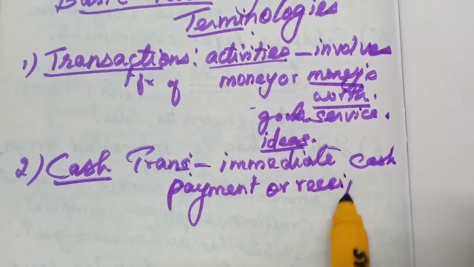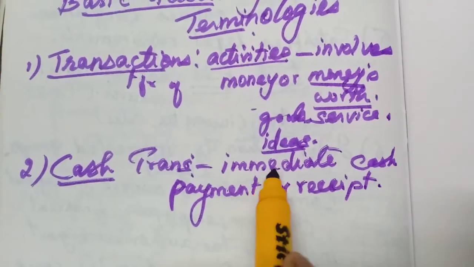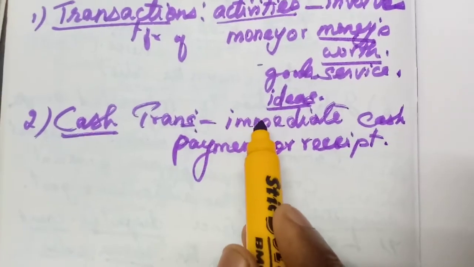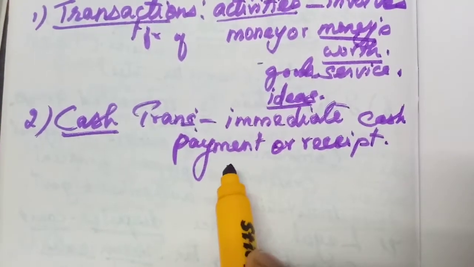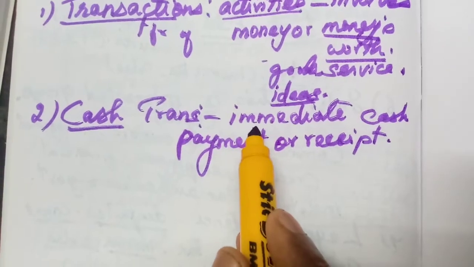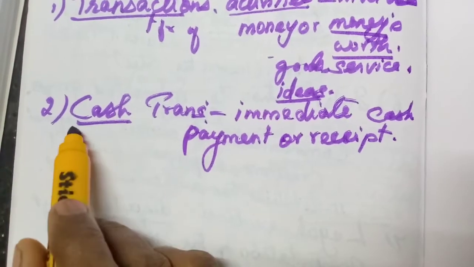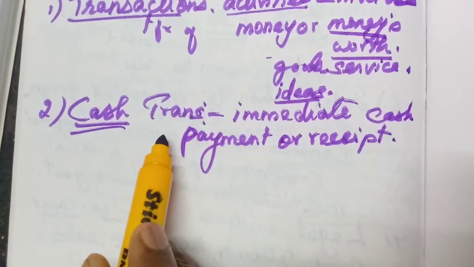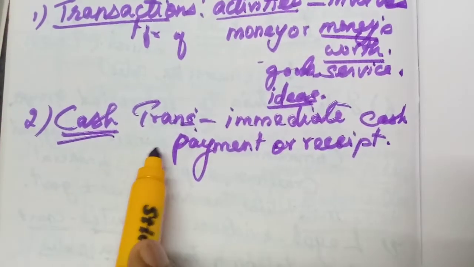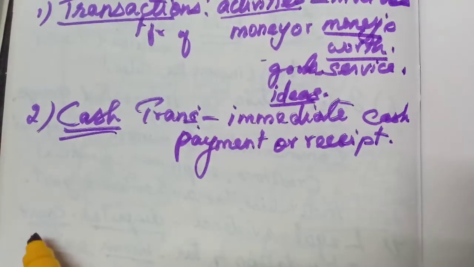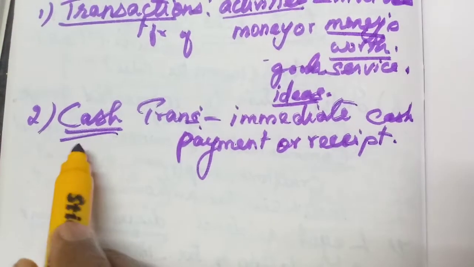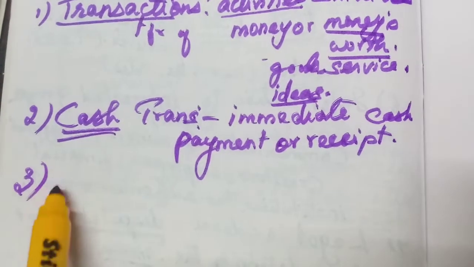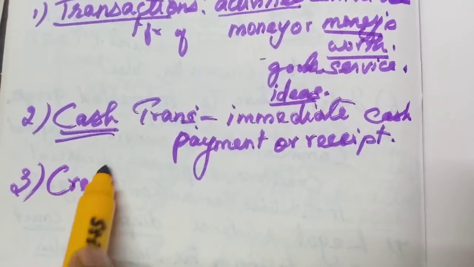Cash may be paid or received immediately, soon after the activity. At the same time, if immediate payment or receipt is done in a transaction, then that transaction is called a cash transaction. So we go to the market to buy fish. What do we do? We pay the cash and we receive the fish. That is called a cash transaction. Understood? Then next one, credit transaction.